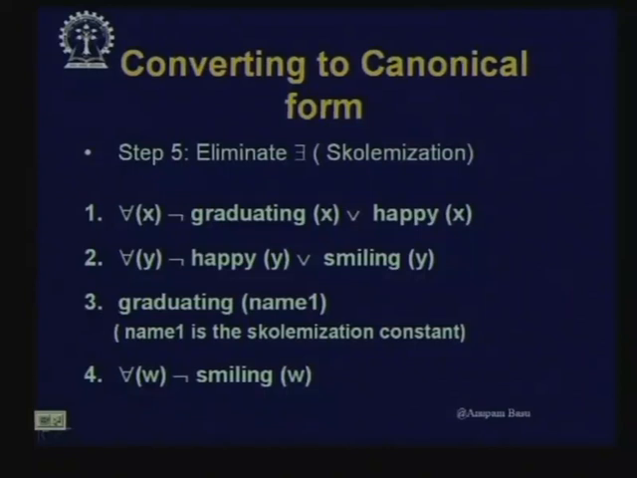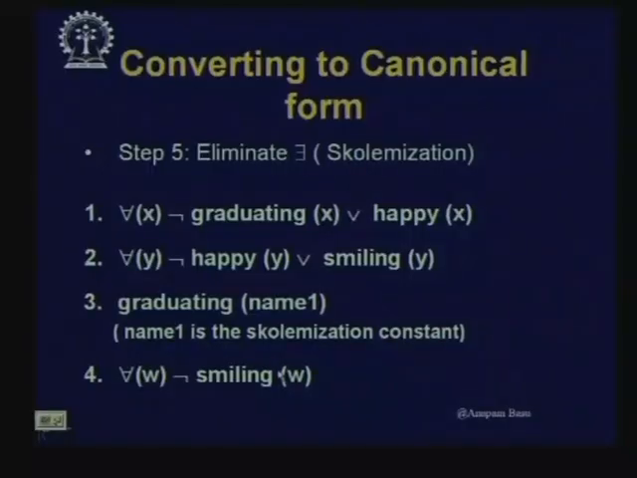First of all, let us try to eliminate the existential quantifier. And we are already introduced to the process of Skolemization. In just the last lecture we had discussed that. Skolemization is the process of finding a constant or a function for the existentially quantified variable that will make this clause to be true.